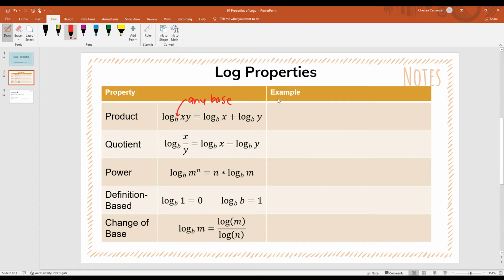So for example, let's say I want to expand log base 4 of 5x. Expand means I'm going to use my log properties to break apart anything that I can. So this can split up into log base 4 of 5 plus log base 4 of x.